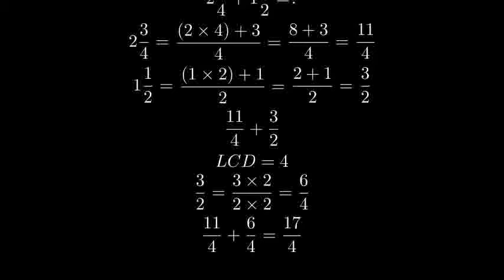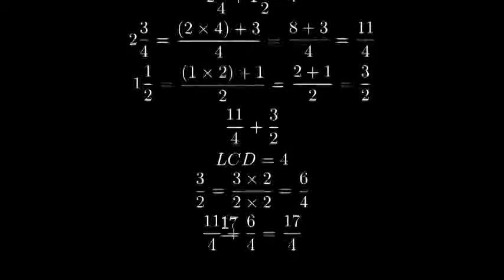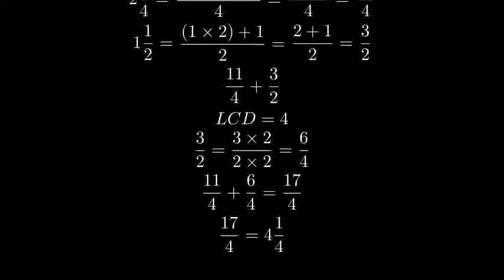11/4 plus 6/4 equals 17/4. Finally, let's convert 17/4 back to a mixed number. 17 divided by 4 equals 4, with remainder 1. Therefore, our final answer is 4 and 1/4.